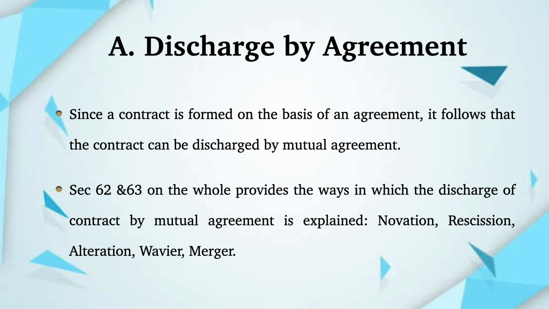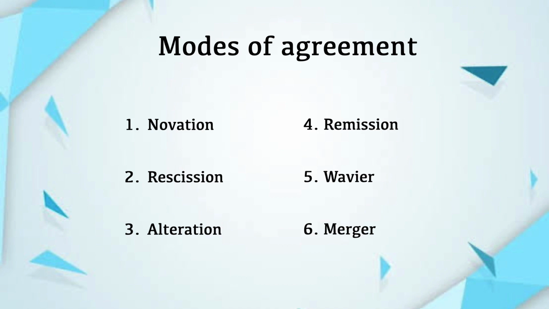So, the first kind is discharge by agreement. Now, there are six different modes of agreement: novation, rescission, alteration, remission, waiver, and merger. These are the six ways or six conditions under which the agreement can be discharged. That is called the modes of agreement.